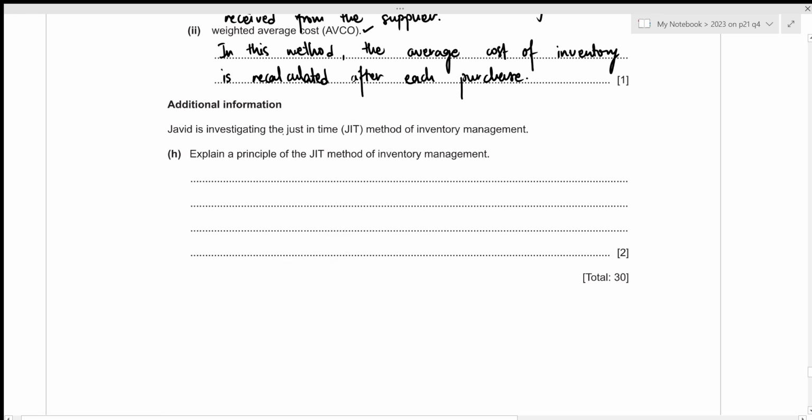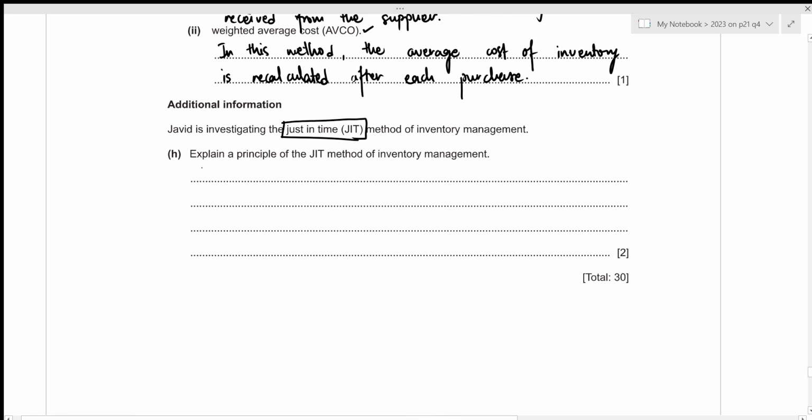Javed is investigating the just-in-time method of inventory management. So as the name suggests, the just-in-time method of inventory management refers to the method where we only purchase the raw materials at the time of their requirement. So we do not store any sort of inventory beforehand for any future use. We only buy the necessary supplies whenever the order for such goods comes into the business. We now need to explain a principle of the just-in-time method of inventory management. So the basic principle is that our supply of raw materials will only be purchased exactly when they are needed in the production process, and we do not store it beforehand.